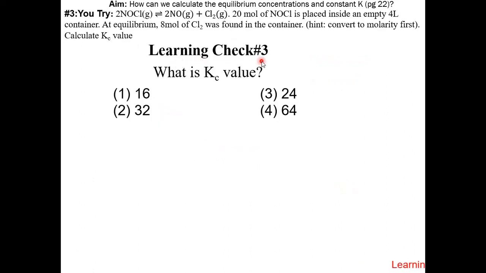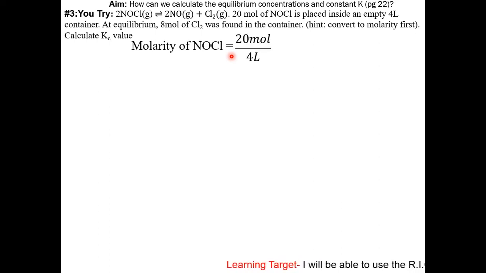Learning check number 3. In this question, what is the K constant value? Pause the video, resume when completed. The answer is choice 2, 32. Let me show you how to get it. The first step is to figure out the concentration of the substances. For the molarity of NOCl, it will be 20 moles over 4 liters, so the molarity is 5 molar.